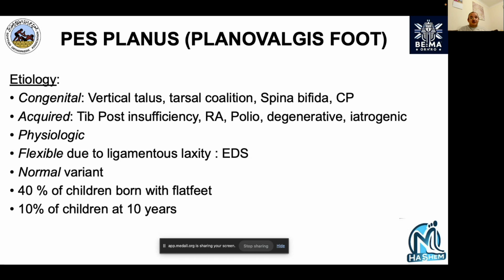Could be flexible because of ligament deficiency. The commonest example for this is Ehlers-Danlos syndrome. It could be a normal variant. Yes, if you look at a lot of patients, you'll find them flat without any pathology. Tibialis posterior function is fine, joints are supple, but they are physiologically flat. As I told you, 40% of patients are born with flat feet, and 10% of patients are flat at 10 years.